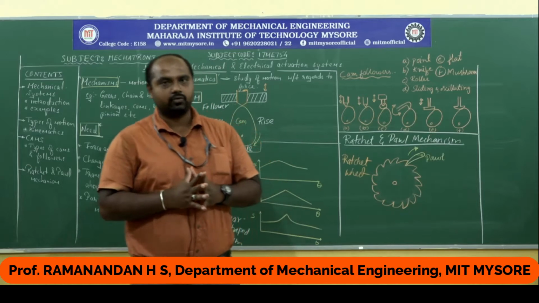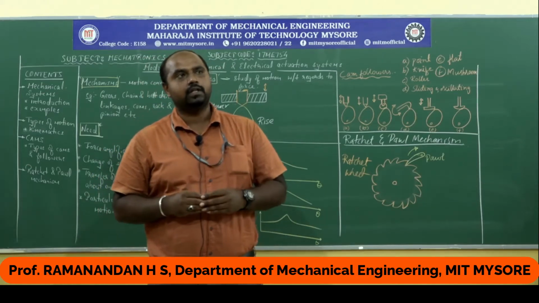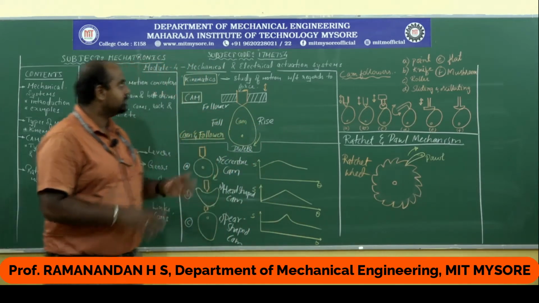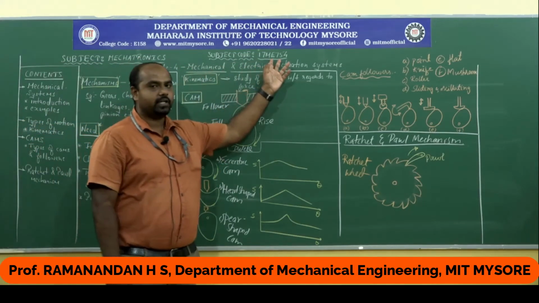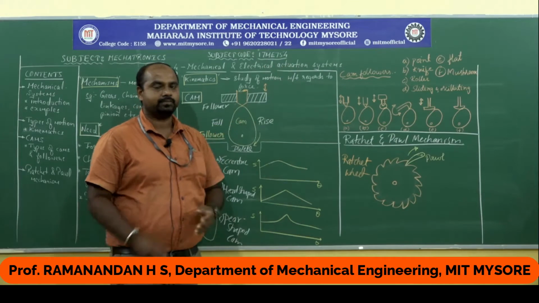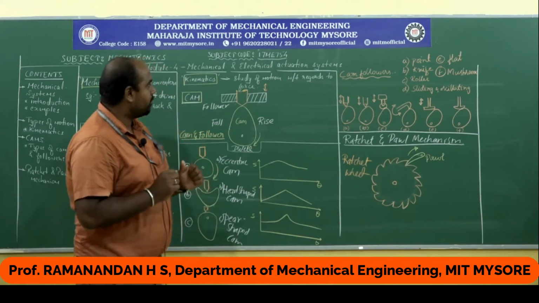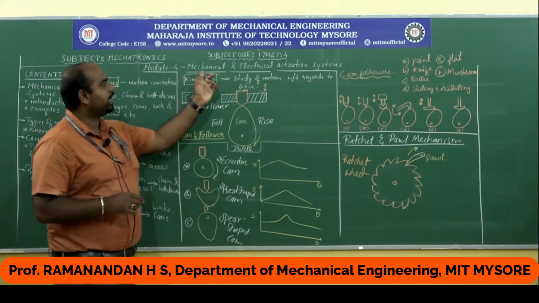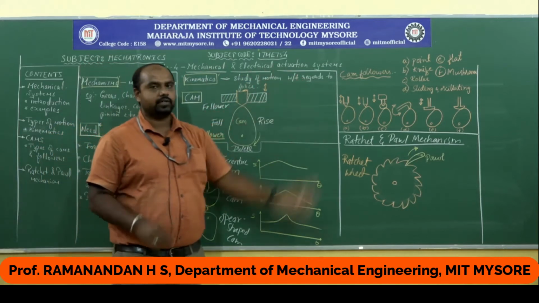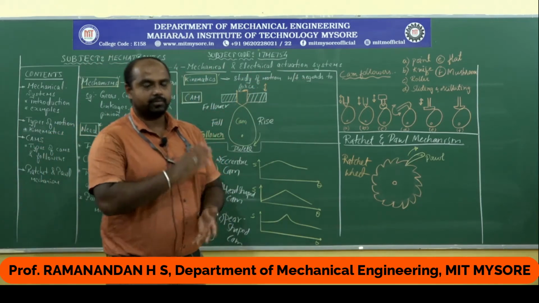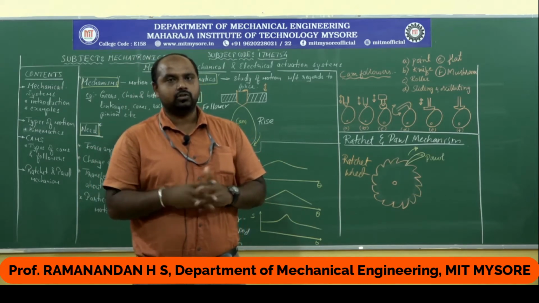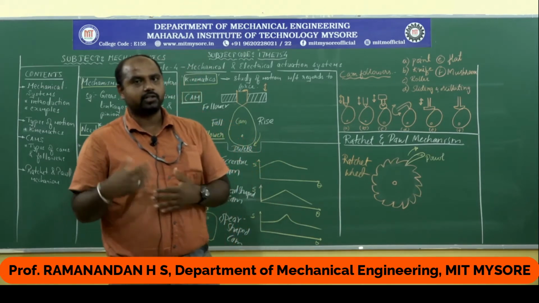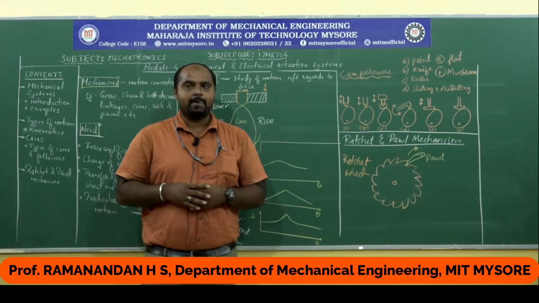Today we are going to start a new module under the subject Mechatronics with a subject code of 17ME754. Name of the module is Mechanical and Electrical Actuation Systems. So, previous module you have seen the introduction to Mechatronics. So, now we will enter into actuation system part.